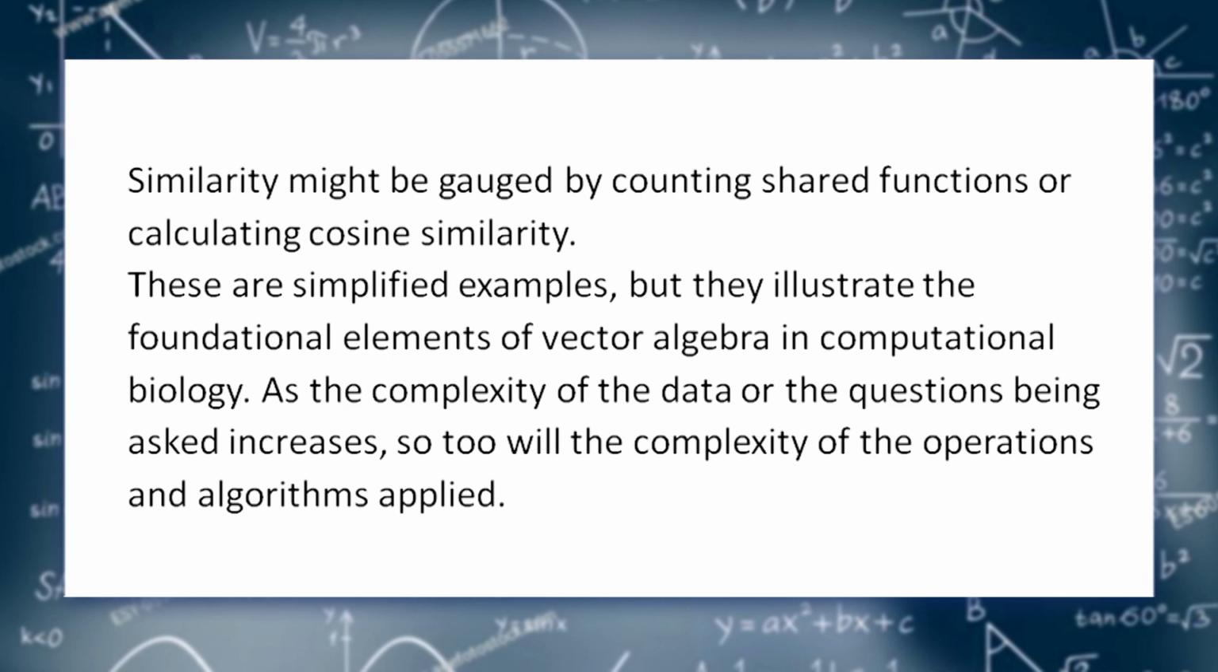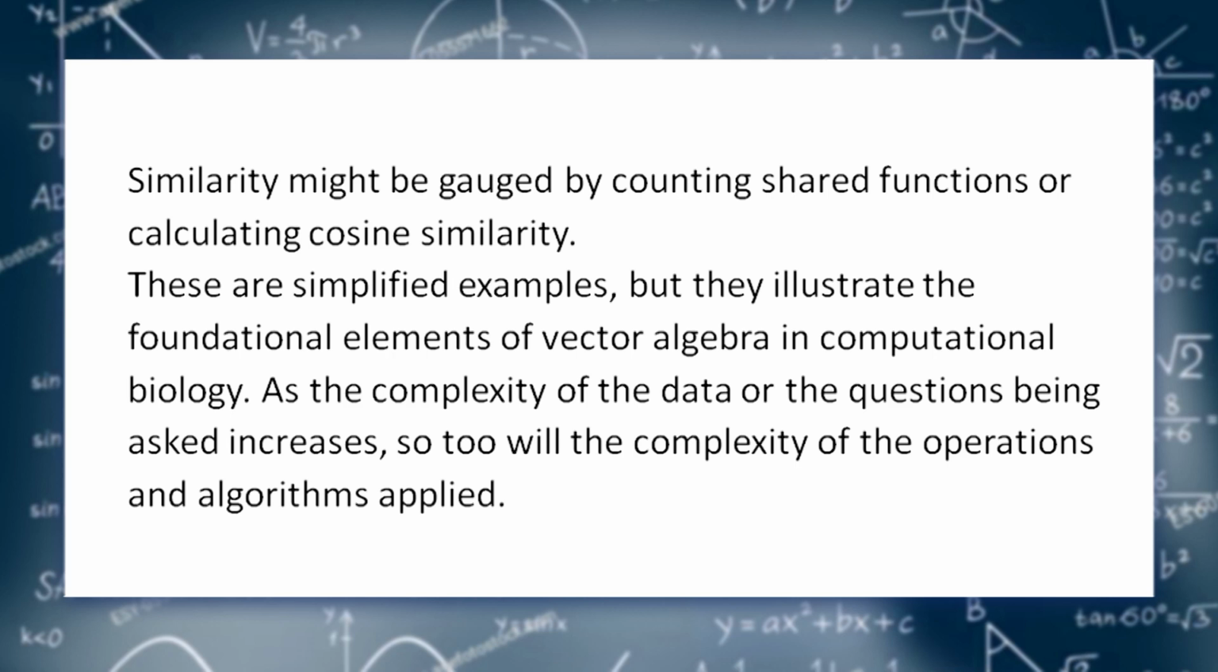These are some simplified examples which demonstrate how we apply vector algebra in computational biology. Genes are the most common thing used in biology. These simplified examples illustrate the foundational elements of vector algebra in computational biology. Vector algebra is also used for the matrix concept. Similarly, if we take only one column or only one row in any matrix, then it is said to be a column vector or a row vector. So, matrix theory along with vector algebra is very important for computational biology.